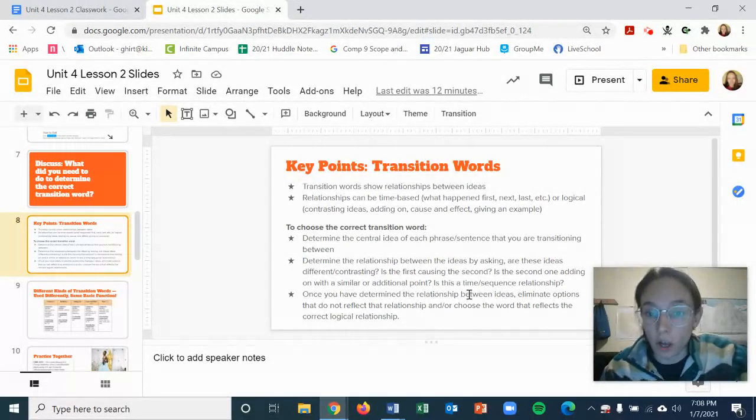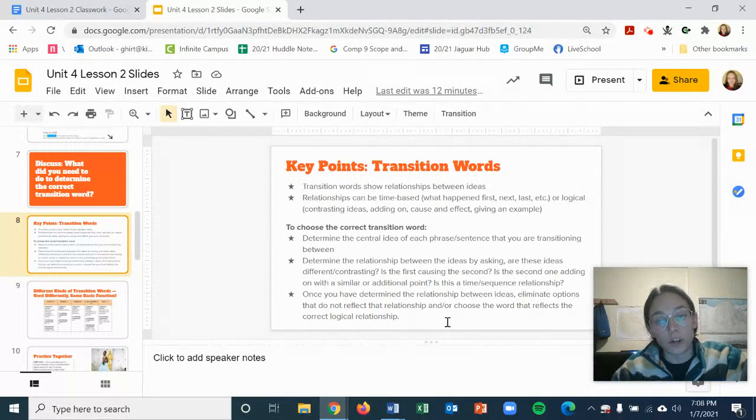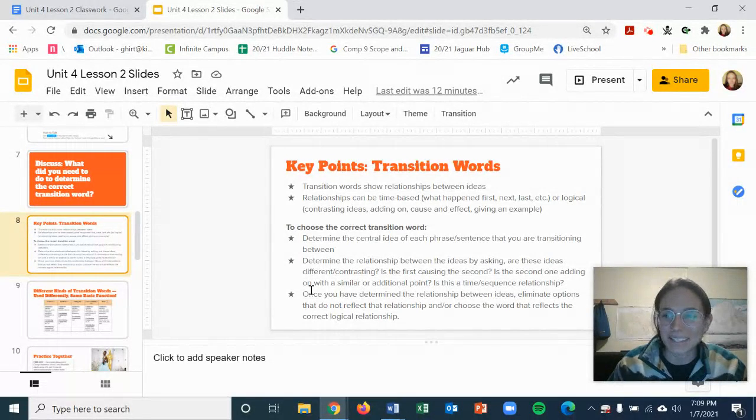Are we adding on with a similar or additional point? Or is this a time or sequence relationship? Once you've determined the relationship between the ideas, eliminate the options that don't reflect that relationship, or just choose the word that does reflect the correct relationship. So we're going to do a lot of practice. If you are confused about all of this, don't worry. We will be doing a lot of practice in today's class and moving forward.